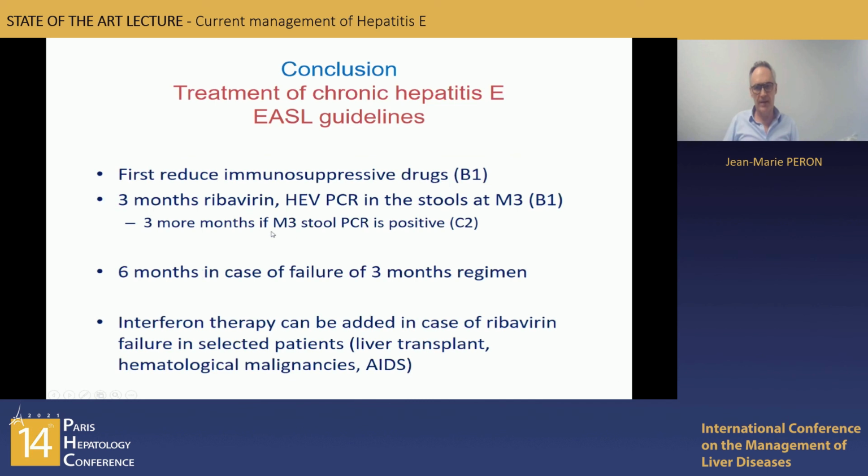For treatment of chronic hepatitis E, the data is stronger. First, you need to reduce immunosuppressive drugs. Then you go for 3 months of ribavirin. You check HEV PCR in the stools at month 3, and you go for 3 more months if the PCR is positive. You go for 6 months in case of failure of the 3-month regimen. And in patients who fail interferon therapy, you can add ribavirin in selected patients. You need to be very careful for acute graft rejection.